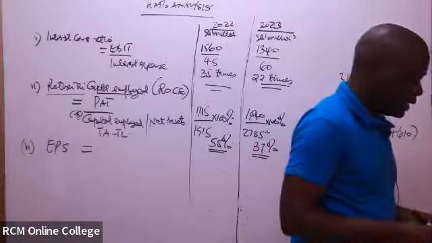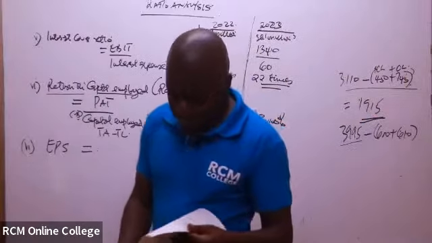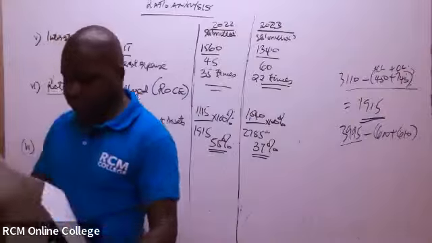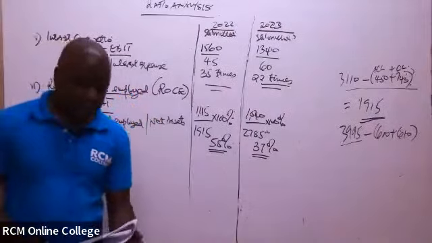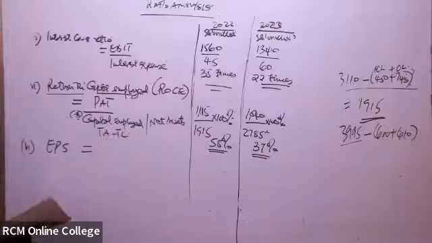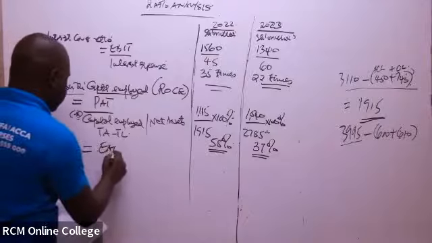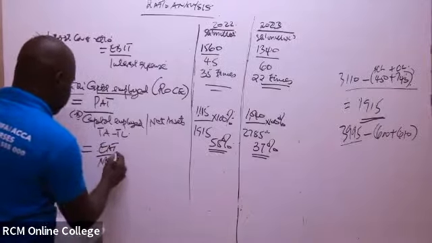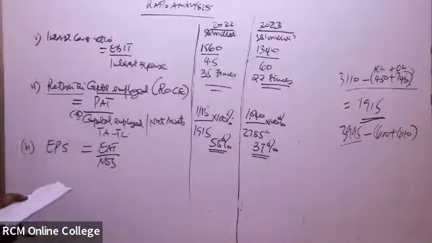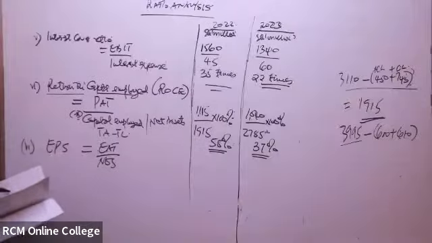So these are basically the earnings you are having for each and every share. First of all, you need to state the formula: the earnings you're getting for each and every share. So it is earnings after tax over the number of ordinary shares. So the earnings you're having after tax over the number of ordinary shares.